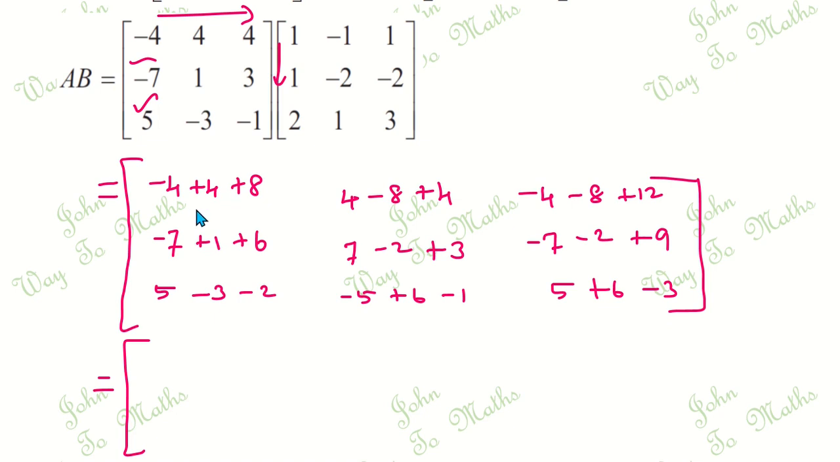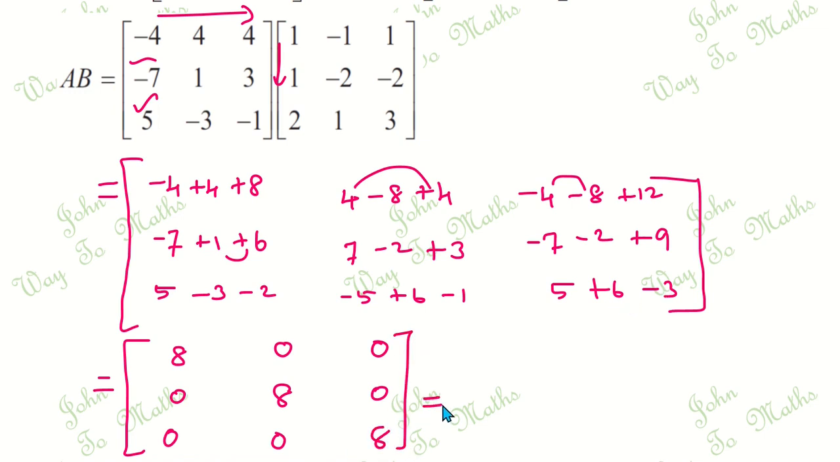Plus 4 minus 4 cancels, so here 8 is the answer. Here plus 8 minus 8 becomes 0, here minus 4 minus 8 becomes minus 12, so plus 12 minus 12 becomes 0. Here minus 7 plus 7 becomes 0, here 7 plus 3 becomes 10, 10 minus 2 becomes 8, then minus 7 minus 2 becomes minus 9, minus 9 plus 9 becomes 0. Here 5 minus 3 minus 2 becomes 0, so here also 0. Here minus 5 minus 1 becomes minus 6, minus 6 plus 6 becomes 0, here 5 plus 6 becomes 11, 11 minus 3 becomes 8, so which is equal to 8 as a common multiple.